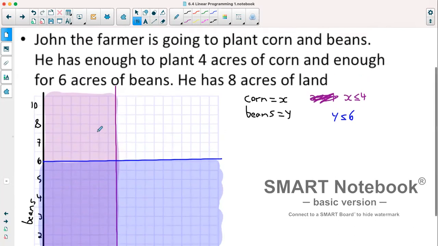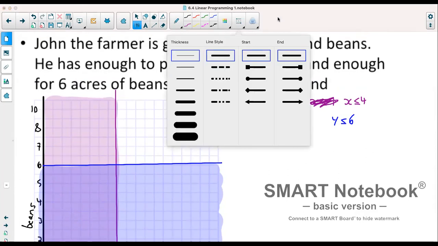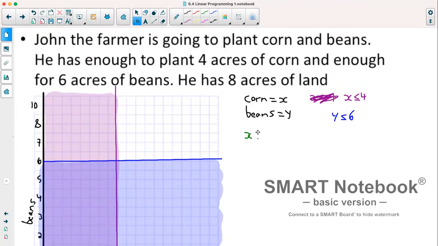And we have our last inequality, which says he has 8 acres of land. So that means that x plus y must be equal or less than 8 acres because we can't plant more than he has land. So we've got y is equal or less than negative x plus 8. So we have a y-intercept at 8, a slope of -1.